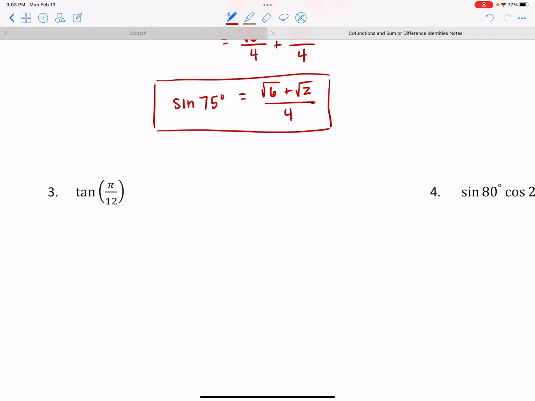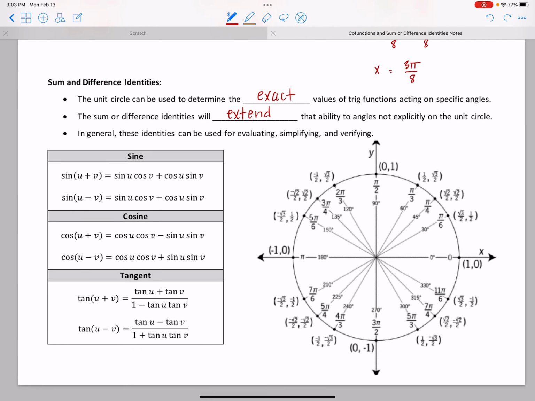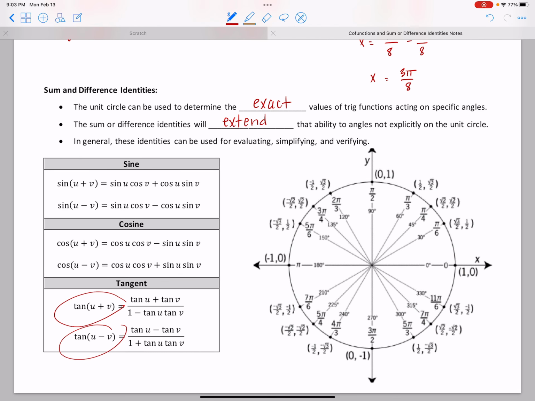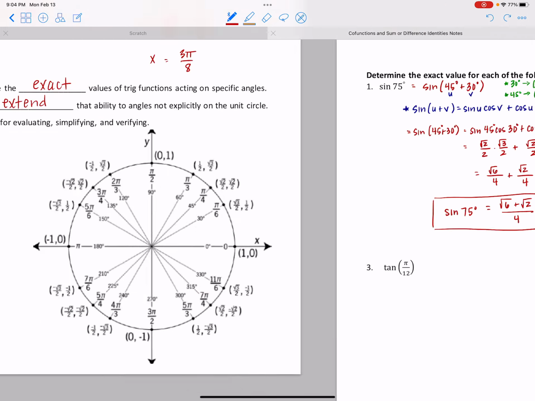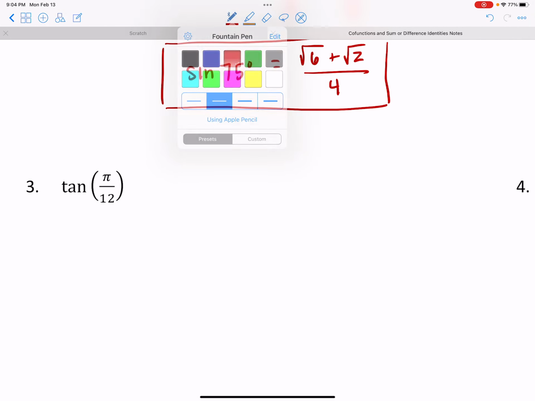The next one, we're looking for the tangent of pi over 12 radians. And we have, again, these identities for tangent, if I can make a tangent of a sum or tangent of a difference. I know pi over 12 isn't on my unit circle, but I just can't think in radians in the same way I can with degrees. So I would probably just convert this.